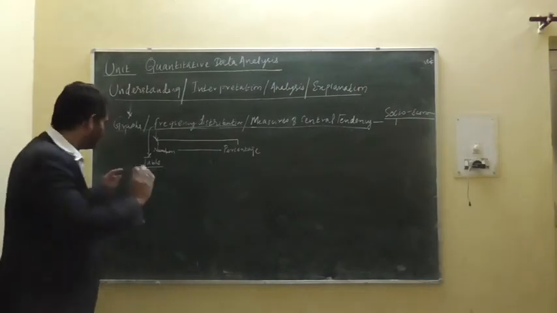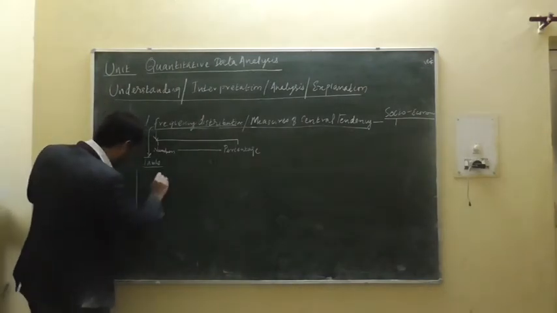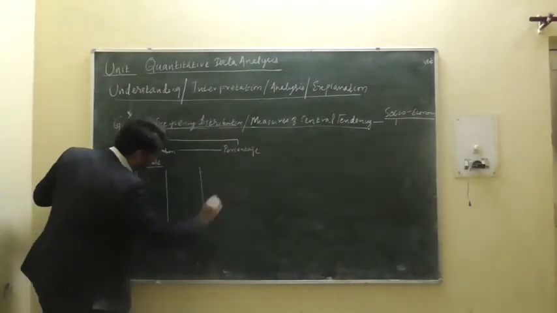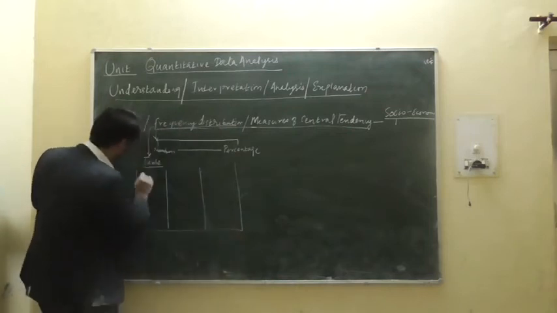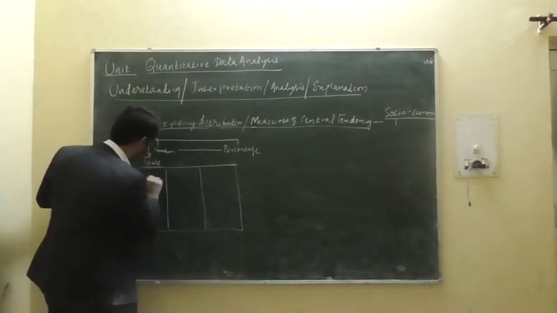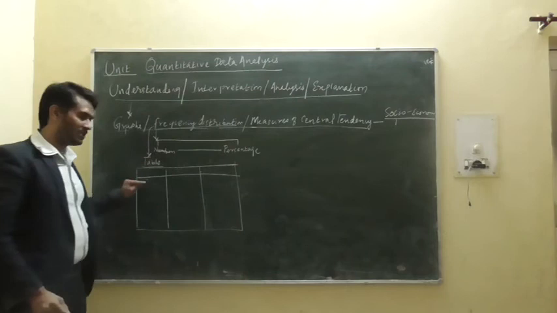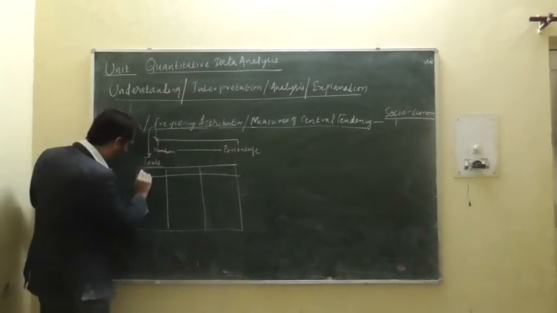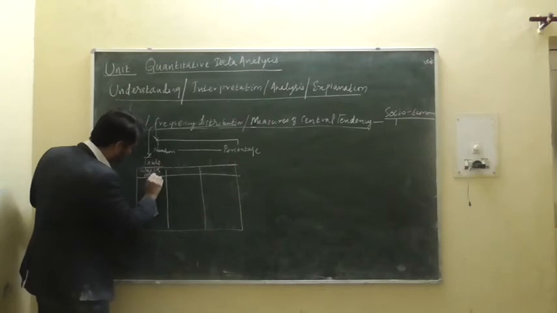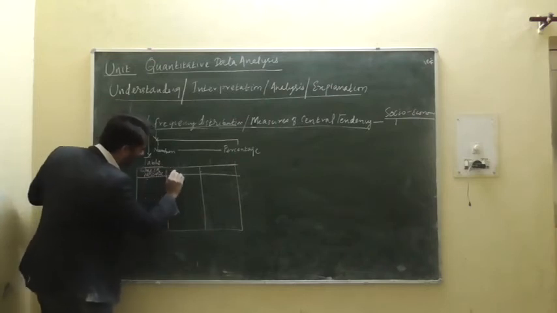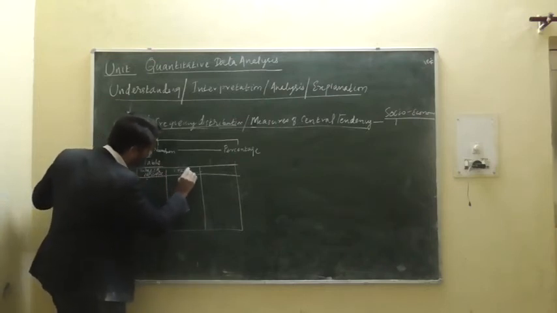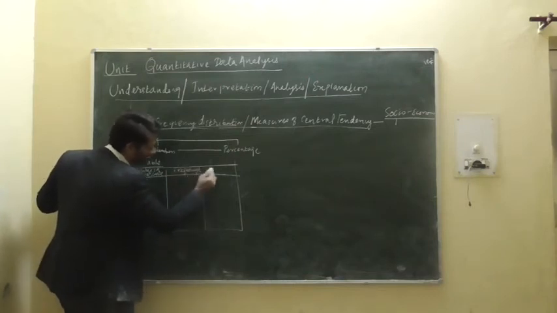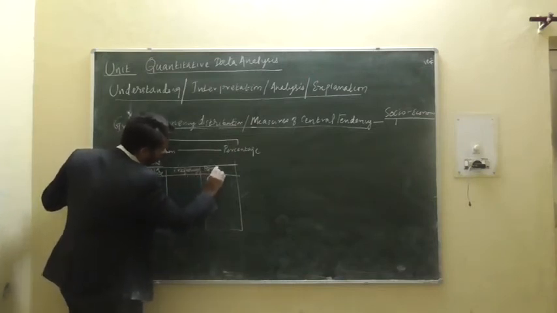It has 3 different columns. The first column is the values of variable. The second is frequency. The third is the percentage.